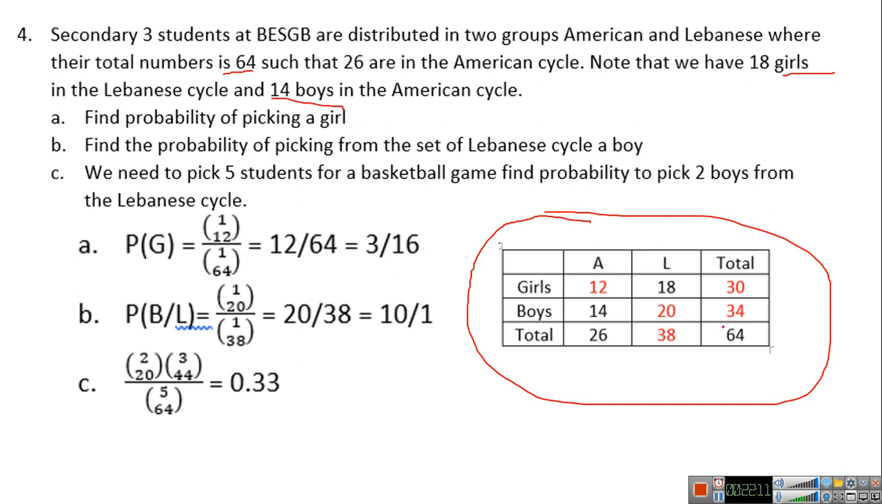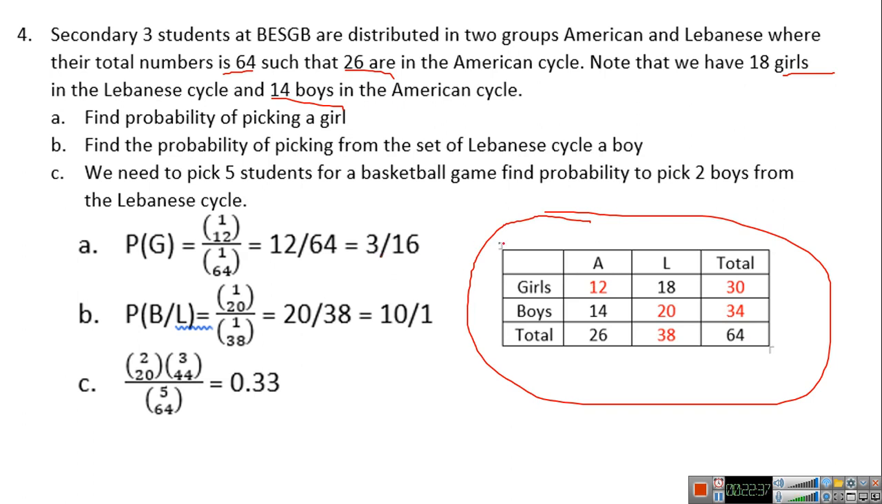So I have 64. I have 18 girls in the Lebanese cycle, as you can see, and 14 boys in the American. Because here you have 18 and 14, and the total number of American, they said here, is 26. So you can get this one. Once you have this one, you can get this one. Once you have this one, you can get that one. And if you have these two, you can get these, and the last one here.